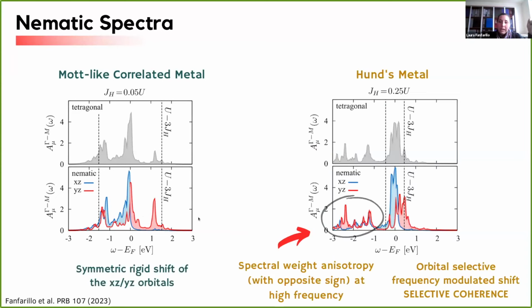What instead happens if you look at the Hund's metal regime is that you clearly see that there is not just a shift, but also a remodulation of the orbital redistribution in frequency. And around the Fermi level, you clearly see a much heavier weight of the XZ orbital. And the weight that was missing from this side is moved to the lower and upper bands. So essentially you recover the behavior that you expect from experiment, with a selective orbital behavior that is modulated in frequency.